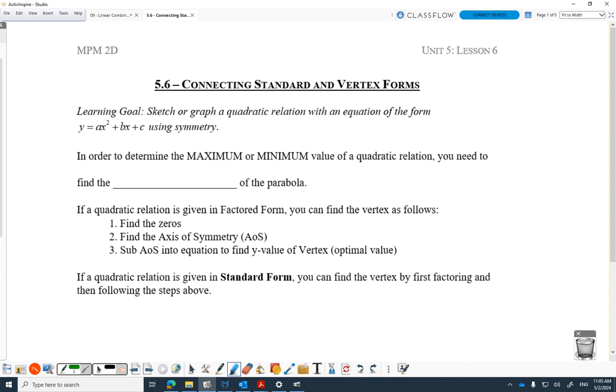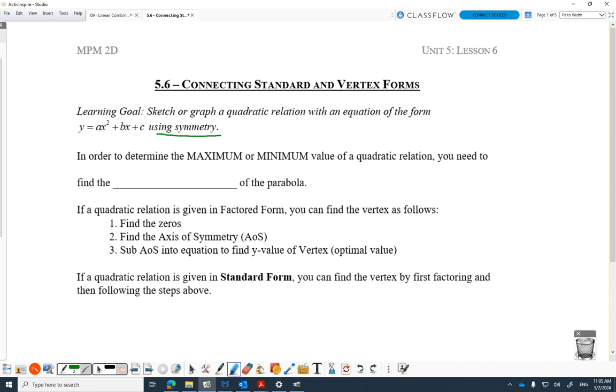Learning goal: sketch or graph a quadratic relation that is in the form y equals ax squared plus bx plus c. If you know what I'm talking about, you're like, no, we can already do that. Well, what are you worried about here? Watch. One little thing goes wrong here. I'm going to use symmetry to try and accomplish this. What are you talking about? I don't know. That's the problem with learning goals. Maybe they should be at the end of the lesson. You're like, here's what you just learned today. Yeah? We'll get back to it.